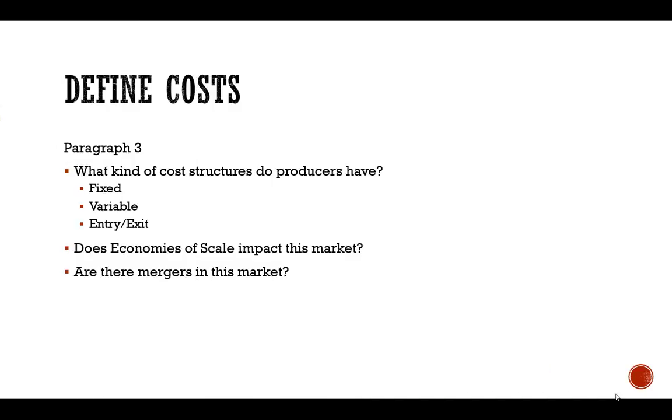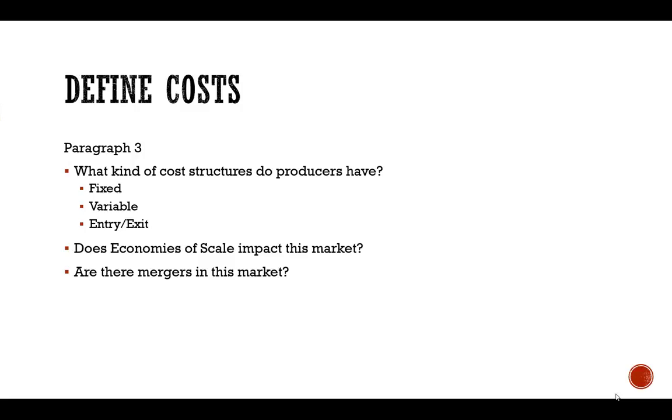Paragraph 3, we're going to talk about the costs. So now that we know who the suppliers are and what the producers look like, we want to know what their cost structure is, right? Because costs are one of the main inputs into supply. Really, the backbone of supply is cost. And so what are the fixed costs involved? What are the variable costs and how do they look? What do the entry and exit costs look like? And do economies of scale impact this market?